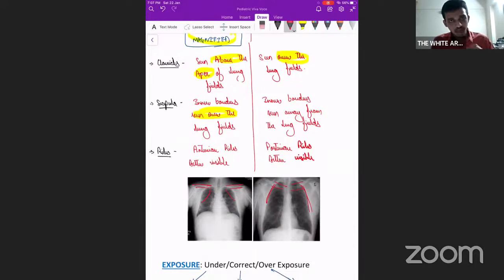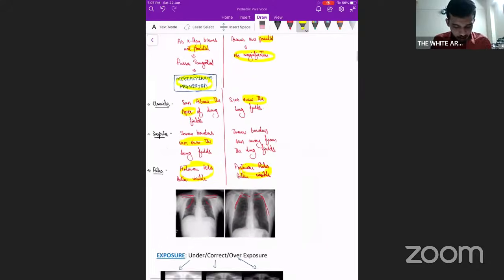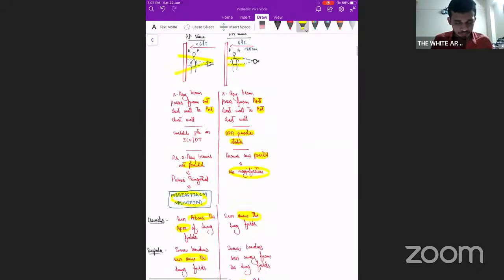Finally, ribs. Anterior ribs are better visible when it comes to AP view, and posterior ribs are better visible when it comes to PA view. So that is how you differentiate AP view from PA view and the differences. Okay, these are the basic questions that will be asked in your Viva.